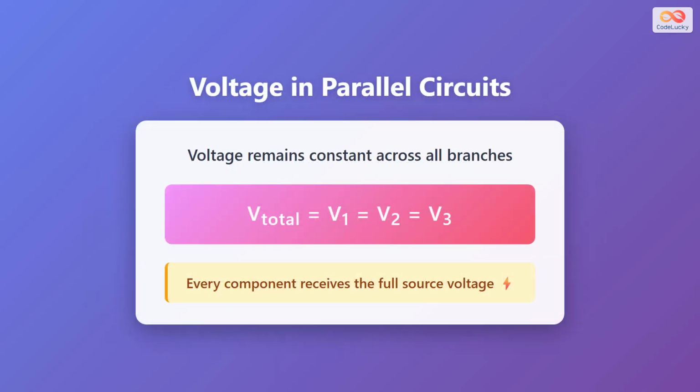One of the most important properties of parallel circuits is that voltage remains constant across all branches. The voltage across each component is equal to the source voltage. This means every component receives the full voltage supplied by the battery or power source. Whether you have 2 branches or 10 branches, each one experiences the same voltage.